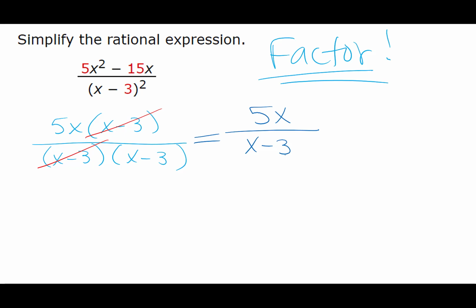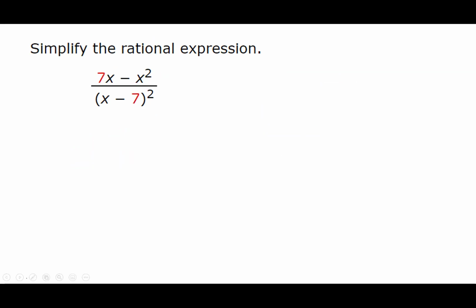Okay, let's try that again. The first thing I want you to do is factor. Take a look at the numerator. At first you may see that there's only an x in common. To get x times 7 minus x over x minus 7 times x minus 7.